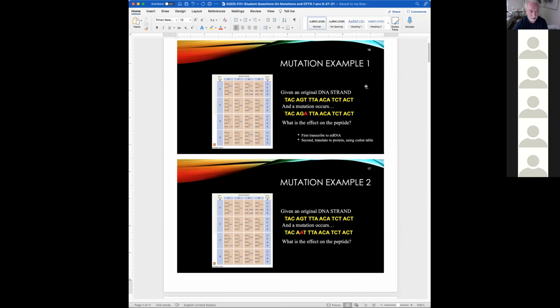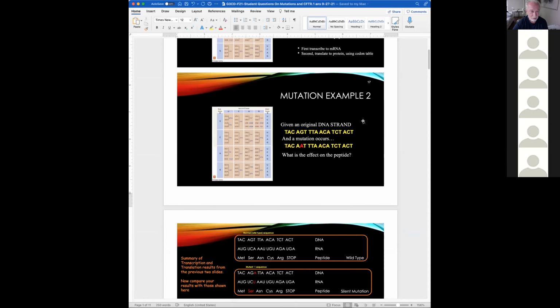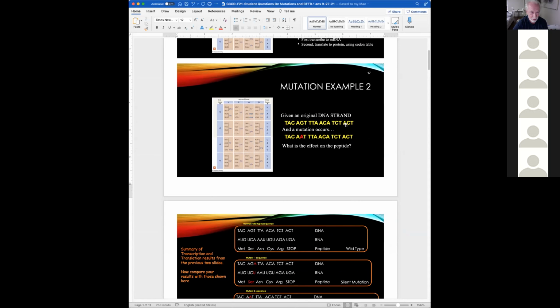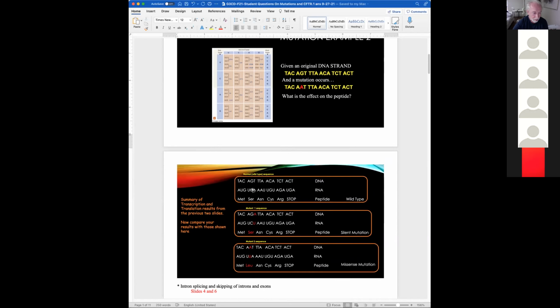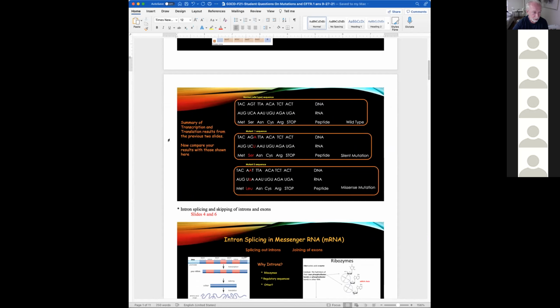We'll take this mutation example 1. So the original DNA strand, I'll give you one. It won't be this one, but I'll give you one comparable to this. And a mutation occurs. So this T in the wild type becomes an A in the mutant. So the question is, what is the effect on the peptide? And then there was another example, again the same original DNA sequence, but a different mutation occurs. This G becomes an A. What is the effect on the peptide? And so I've worked it out here in this summary.